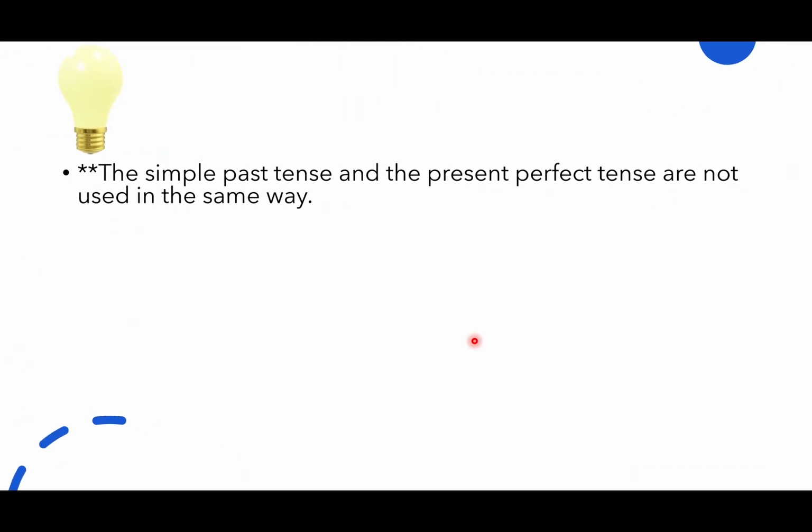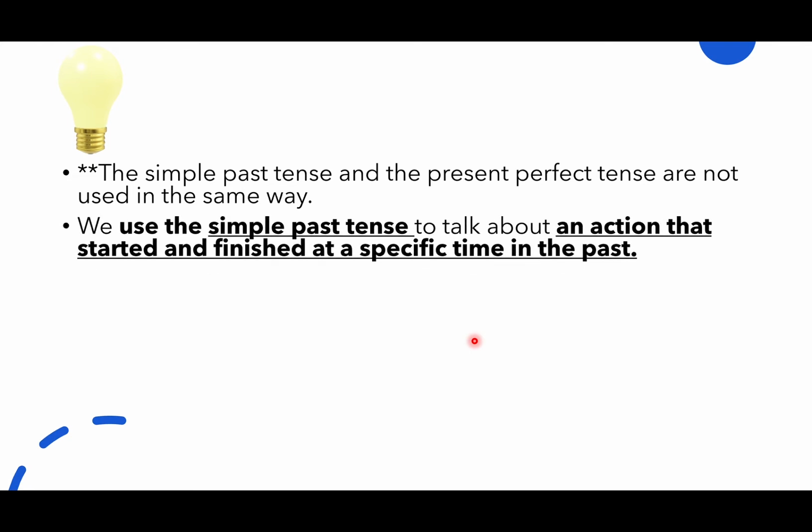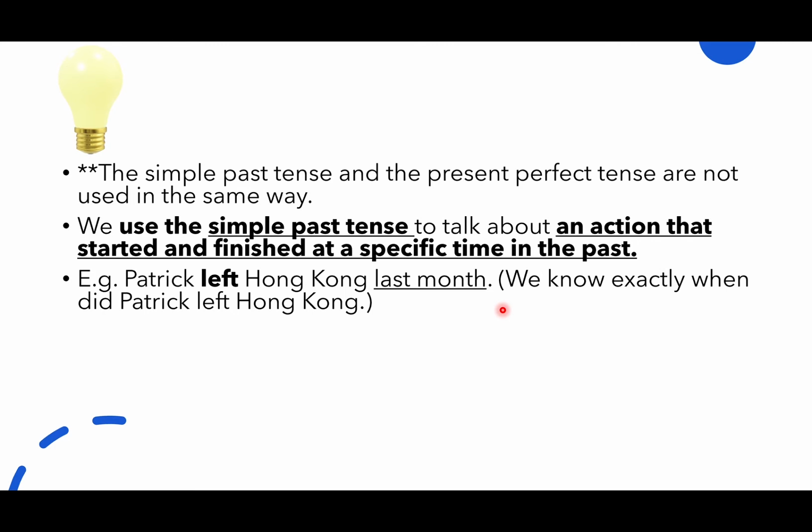The simple past tense and the present perfect tense are not used in the same way. We use the simple past tense to talk about an action that started and finished at a specific time in the past. Let's look at some examples. Patrick left Hong Kong last month. We know exactly when Patrick left Hong Kong. The time word is last month.